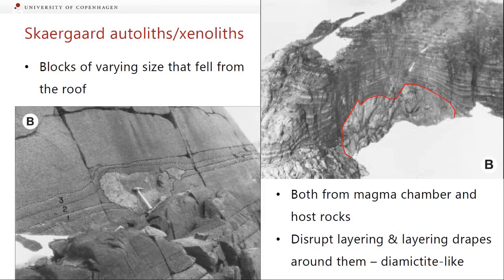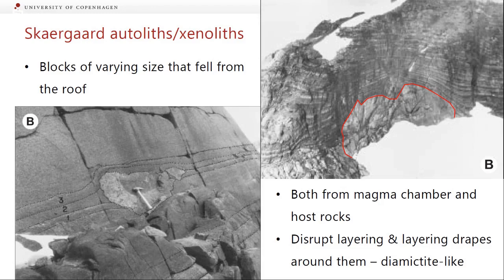The other thing we can see is that the Skagerrak intrusion is absolutely full of these autoliths or xenoliths. So these are blocks that fell from the roof, and they range in size. On the left here, you can see there's a picture with a hammer, and outlined in the kind of pale material is a block. On the right, you can see that's a whole cliff face, and the size of the block in it is that pale bit outlined in red. So we have everything from tiny little chunks, a few centimeters across, to huge, the size of a building, bits of rock that have fallen in.